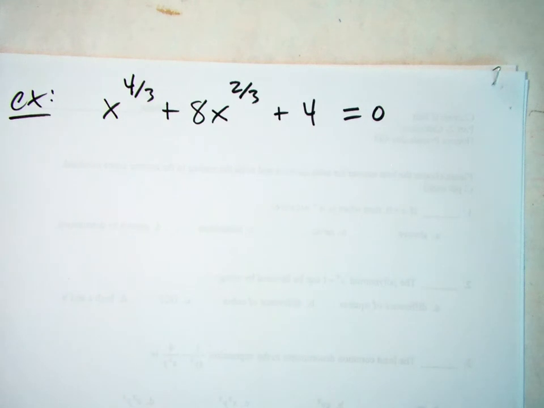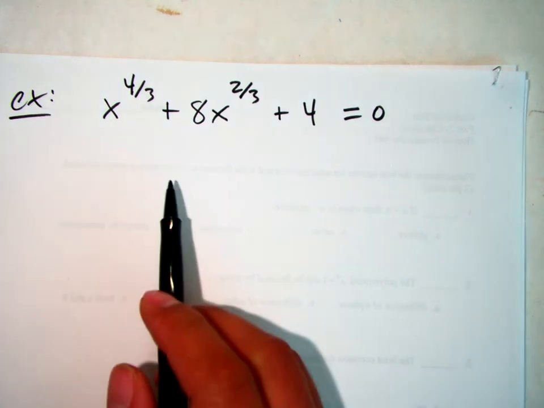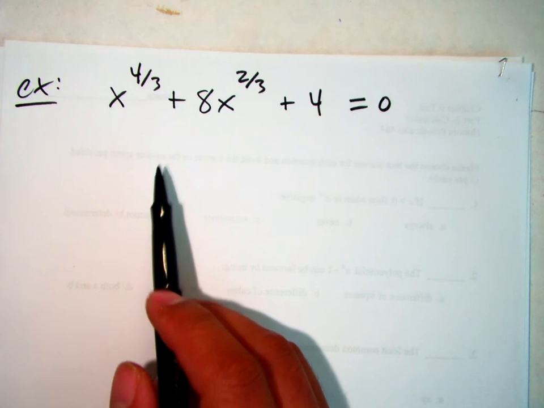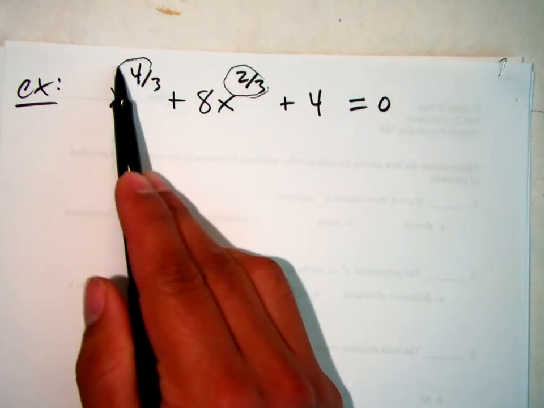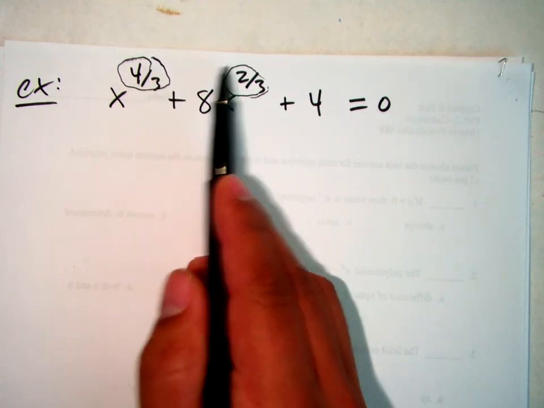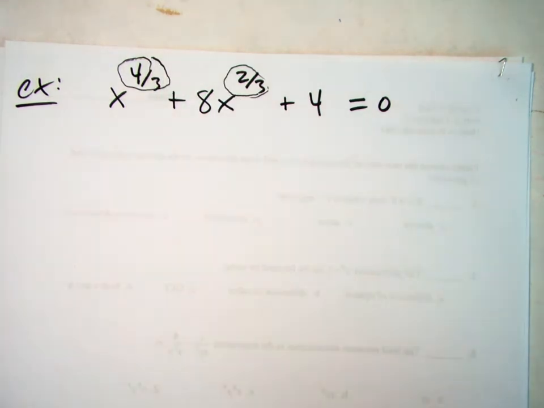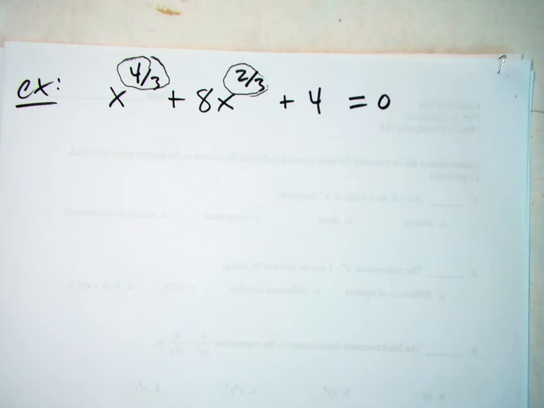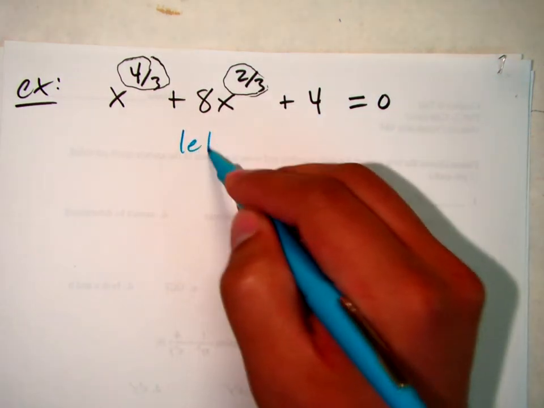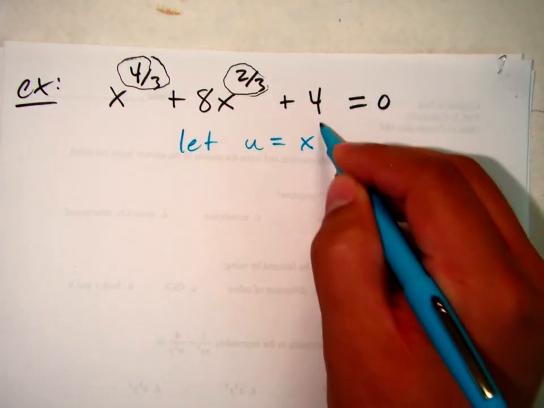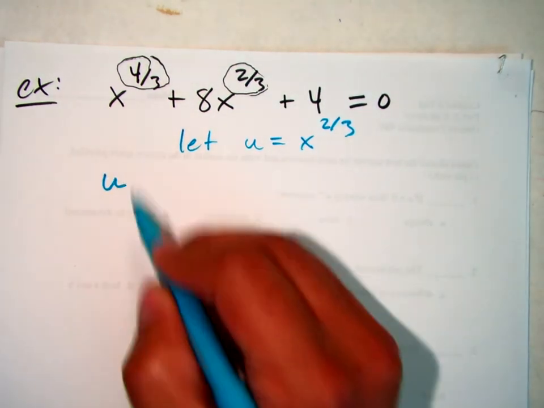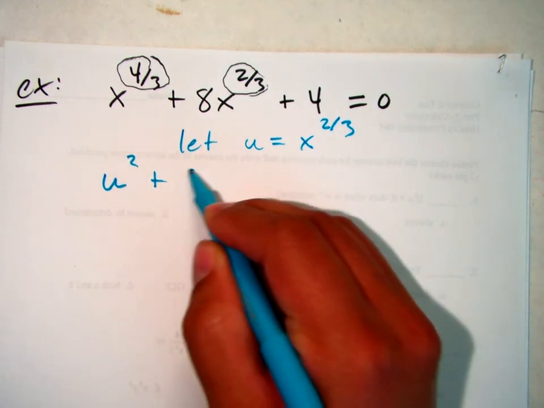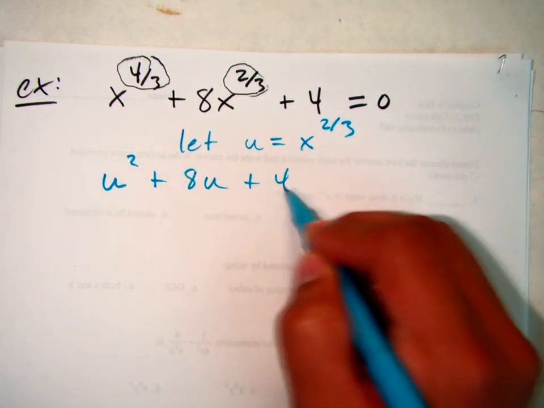What are we looking for with this method with the quadratic types? We want this exponent to be half of this leading exponent. Is 2/3 half of 4/3? Absolutely. So what's our substitution here? Let u equal x to the 2/3. See, now it's getting easier, right? Now we can cruise through this. So then what's the equation? u squared plus 8u plus 4 equals 0.